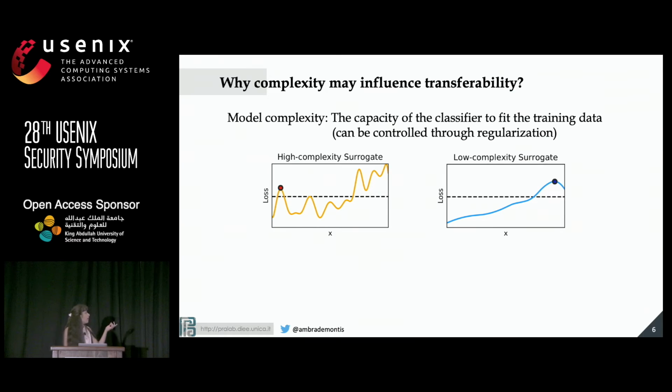The adversarial points are represented by the red and blue points. Regarding the adversarial point computed against the high complexity classifier, we can see that it's basically a local optimum. Instead, in the case of the point which is devised against the low complexity surrogate, we can see that it is the global optimum.